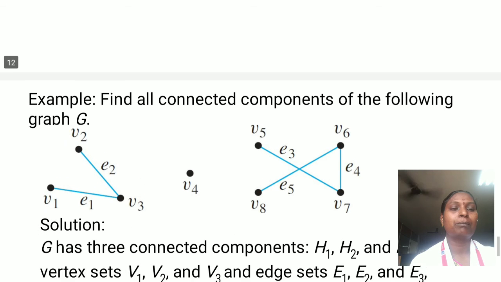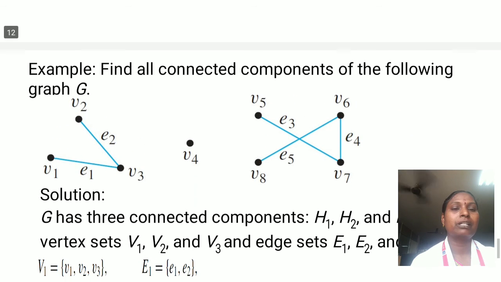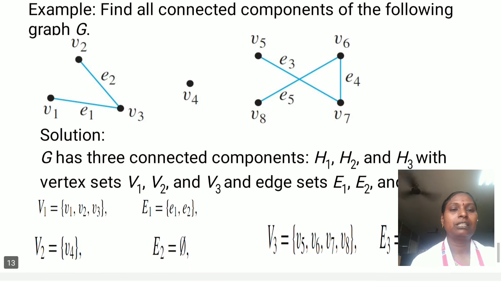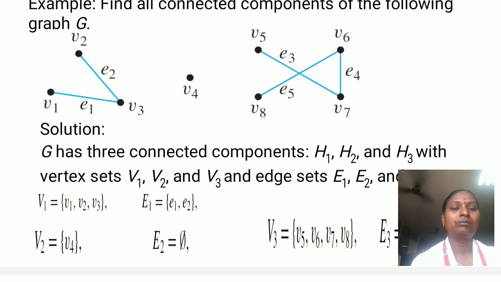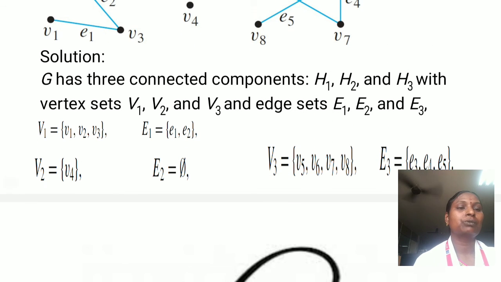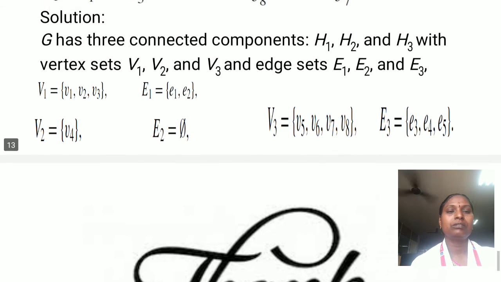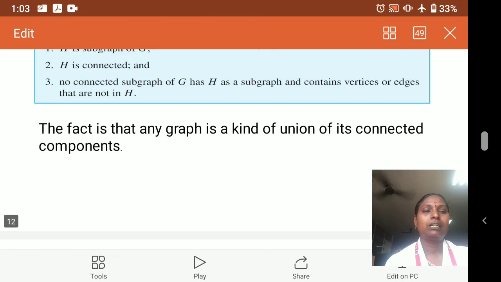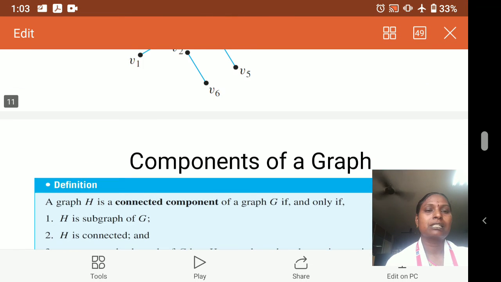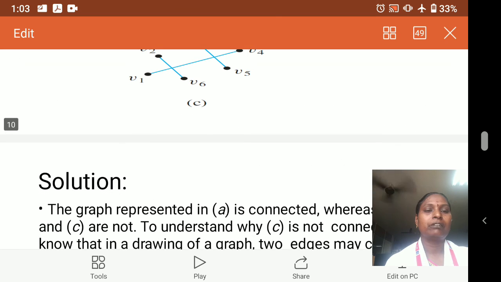This is an example of the connected components of the following graph. These are all the components. G has three connected components H1, H2 and H3 with vertex sets V1, V2 and V3 and edge sets E1, E2 and E3. These are all the connected components. Next, isomorphism of graphs.